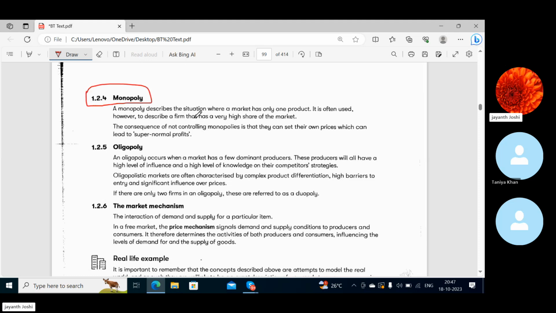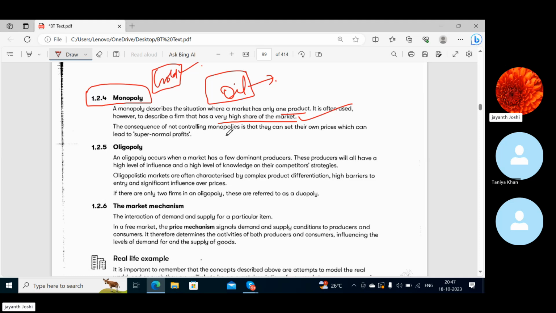Monopoly. A monopoly describes a situation where a market has only one product and a single seller. It is often used, however, to describe a firm that has a very high share of the market, like oil. There are very few countries in the world selling oil to almost the entire world. Arab countries are the ones who have oil, right? Gold: only South Africa has the capacity to produce gold for the entire world. That much capacity they have.